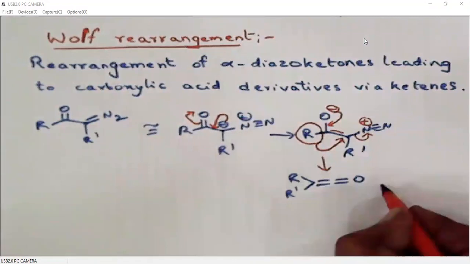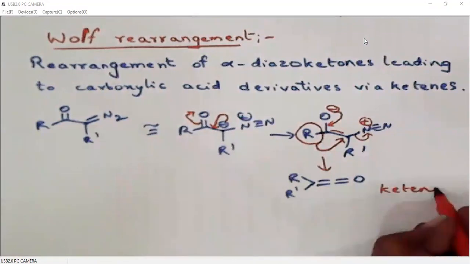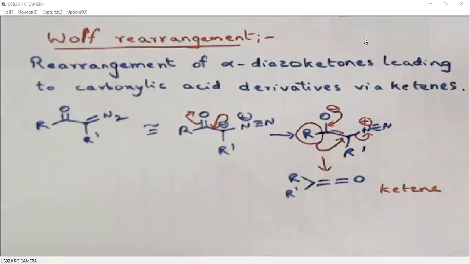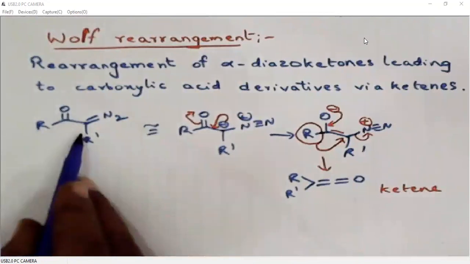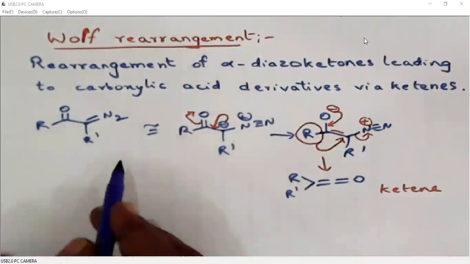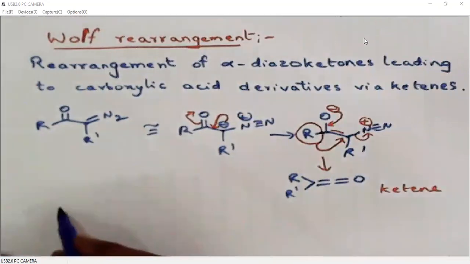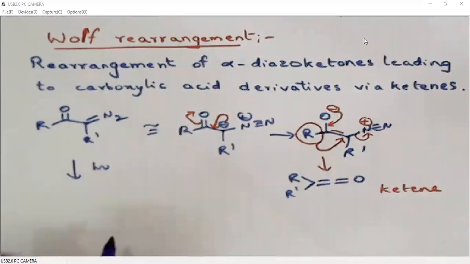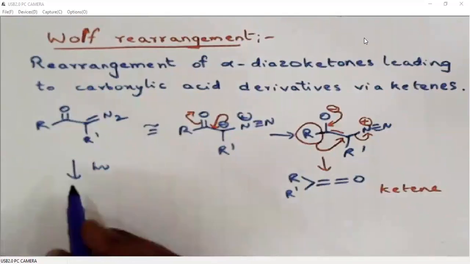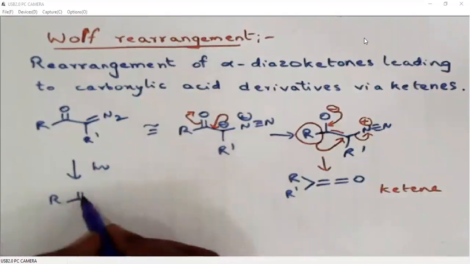This is ketene. When ketene is treated with water, it gives a carboxylic acid. We can use alcohol to generate esters. We can use amine to generate amides. I'll discuss it also. Now, alpha diazoketones, not only under thermal conditions, we can also treat with reagents and photochemical conditions. When we treat this under photochemical conditions and reagents, what will happen? It generates a carbene.